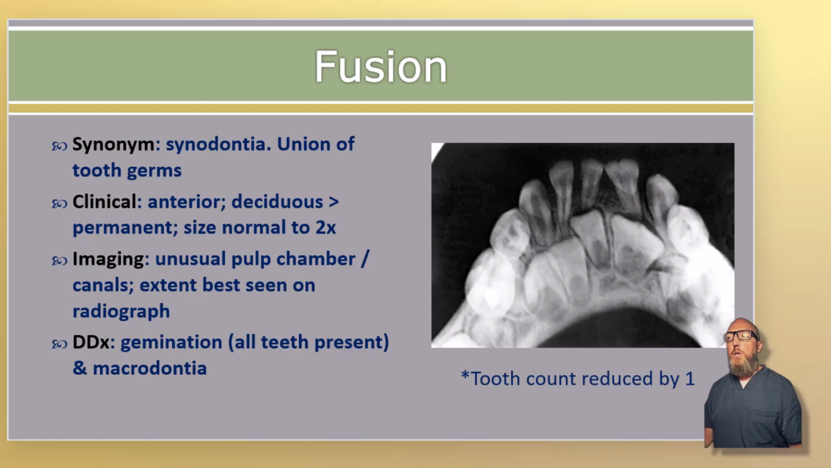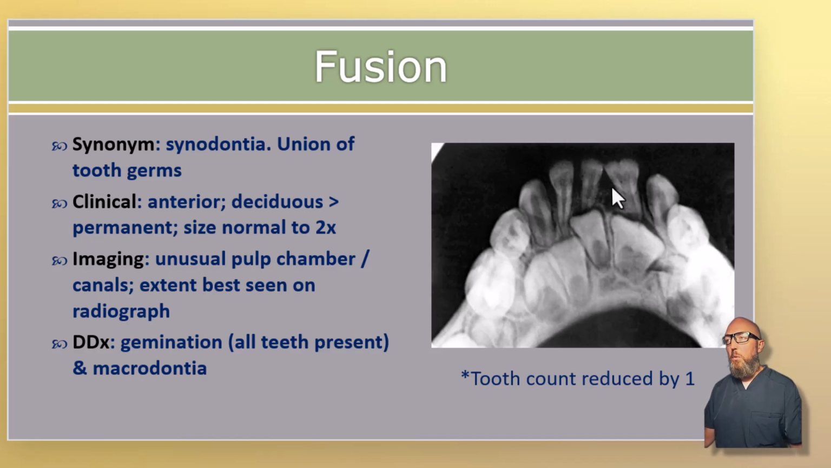All right, and then fusion. This is fusion of two tooth germs. More common in the anterior teeth and deciduous teeth, although it can occur in permanent teeth. Here we see it's occurring in both. The deciduous teeth, looks like these teeth are merging. So how do you tell this from the next one we're going to talk about, which is gemination?